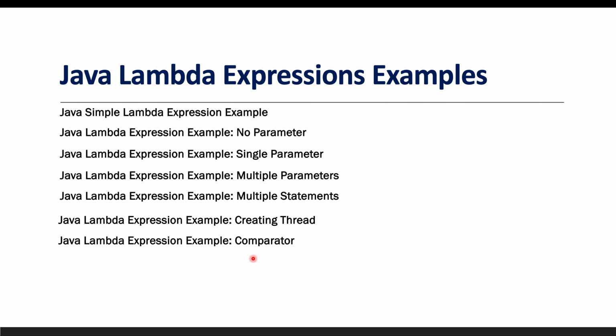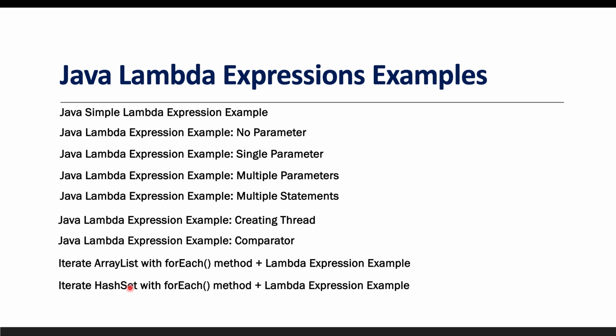Next we are going to look at Comparator. This is again an existing interface which has exactly one abstract method. Then we are going to see how to iterate an ArrayList with the forEach method plus lambda expression. We are going to see how the lambda expression helps in this case also.